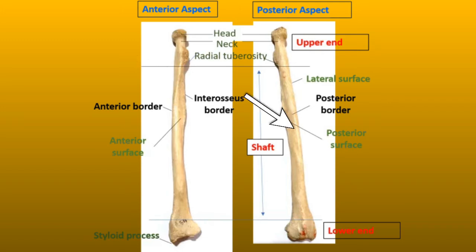Now next is the posterior surface. Of course, this lies between the posterior and the interosseous border. And the last is the lateral surface, lying between the anterior and the posterior borders, and it shows a roughened area in its middle part.